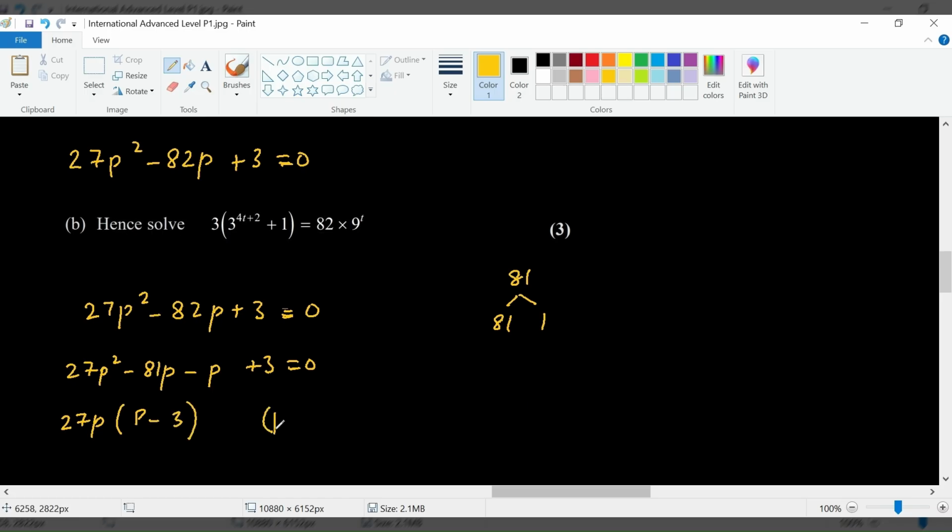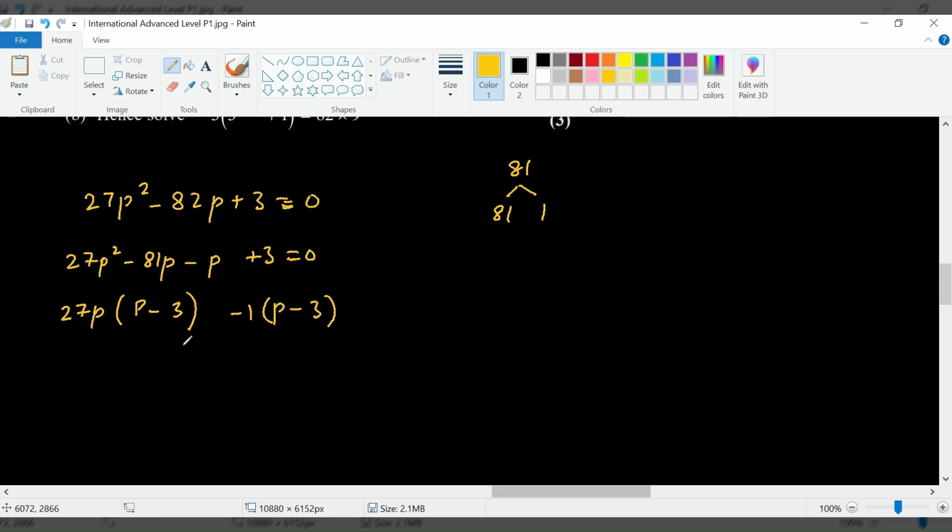Copying and pasting this once again. Then I look at the third term, which is minus p. How do I get minus p? When I multiply by minus 1. So the first factor is going to be 27p minus 1, and the second factor is p minus 3 equals 0. Now this means that 27p equals positive 1 and p equals 3.